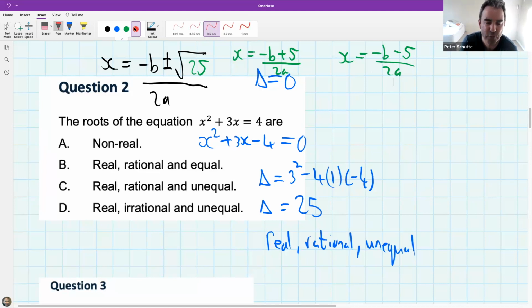And so I'm not sure if everybody knows why the roots are different. The moment you have a number in the square root, you have the plus and minus root. And so that's why we're looking to see if delta is greater than 0.